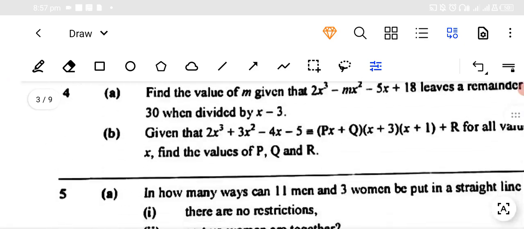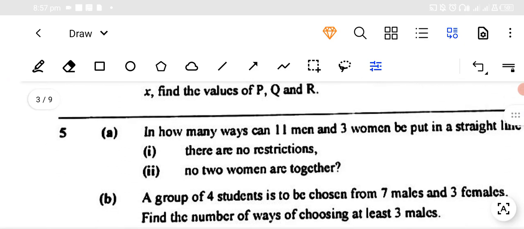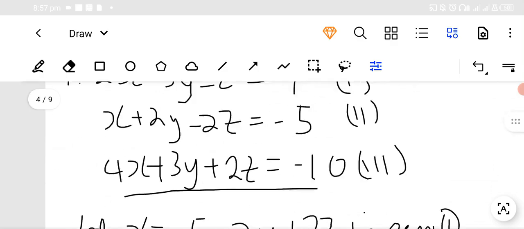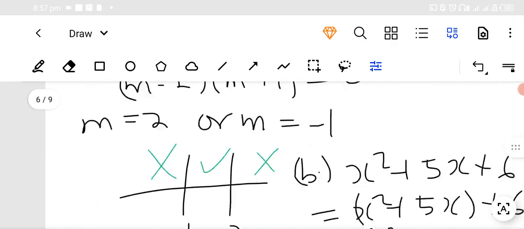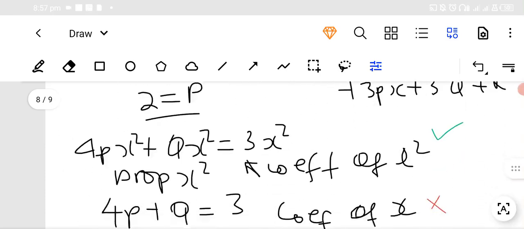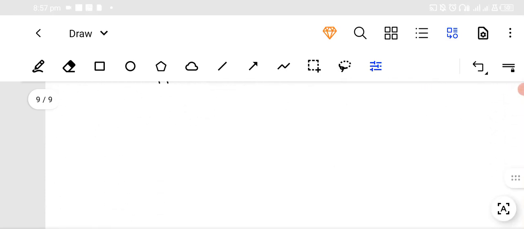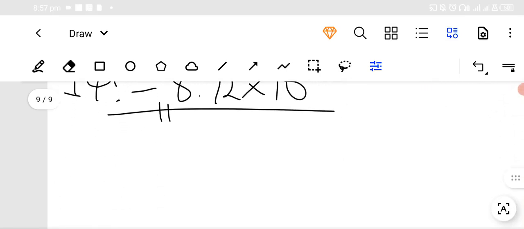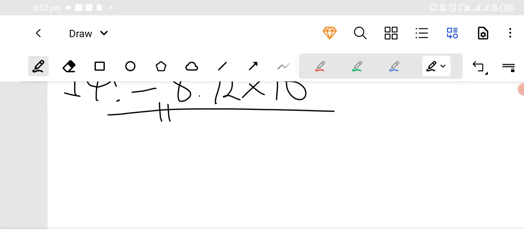Okay, so that is, there are no restrictions. 11 men, 3 women. No 2 women are together. That's A2. What does that mean? It simply means that there should be a man, a man, a woman, a man, a woman, a man, a woman, not a woman next to a fellow woman.